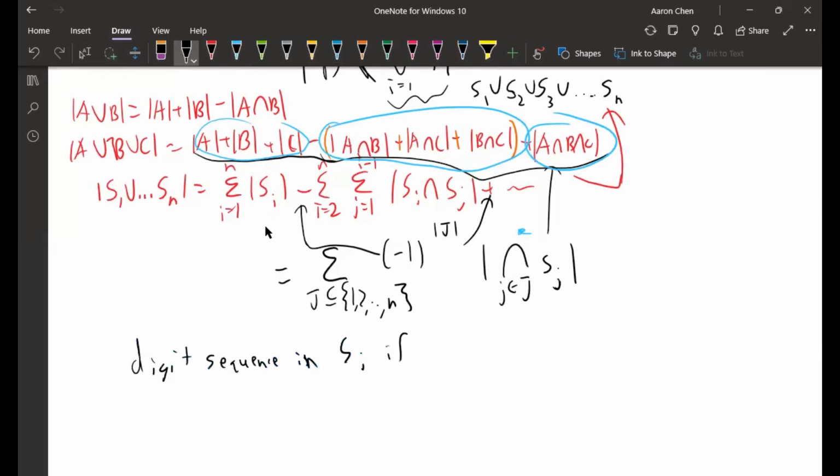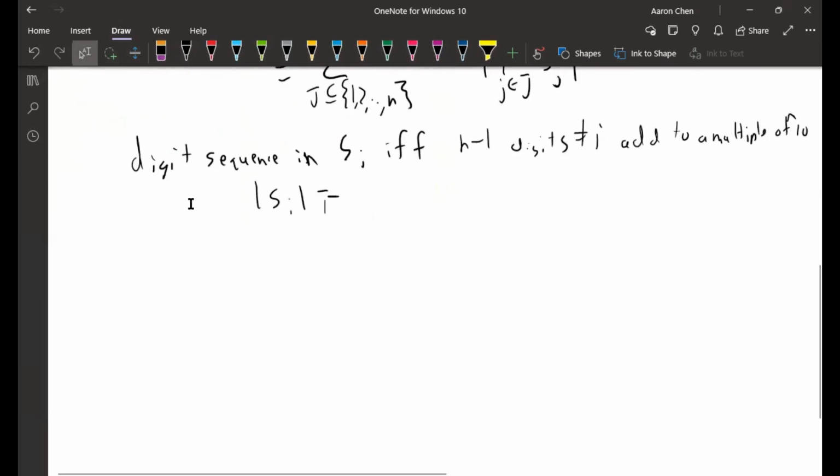S_i if and only if the n minus 1 digits that are not equal to i add to a multiple of 10. So that's basically the only way that this holds true. So that means that the size of each S_i is equal to 10 times 10 to the power of n minus 2, which is 10 to the power of n minus 1.